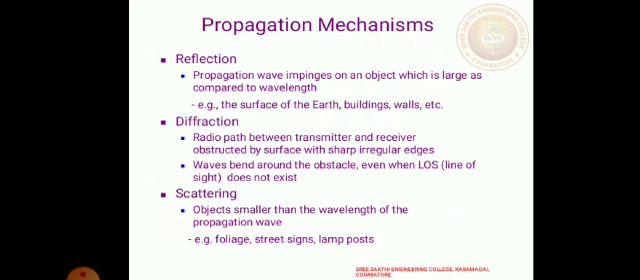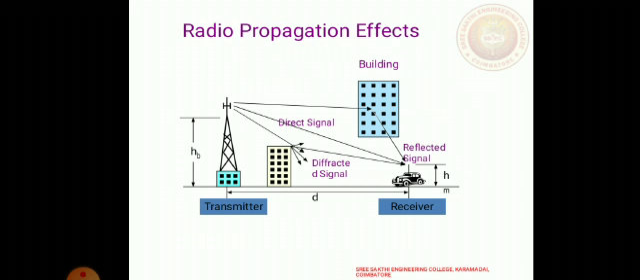And the propagation mechanisms are of three types: reflection, diffraction and scattering. Reflection is when propagating waves impinge on an object which is larger as compared to the wavelength. Diffraction is when the radio path between the transmitter and receiver is obstructed by a surface with sharp irregular edges. Scattering is caused by objects smaller than the wavelength of the propagating waves. And this is the diagram which shows you the direct wave, reflected wave and diffracted waves.